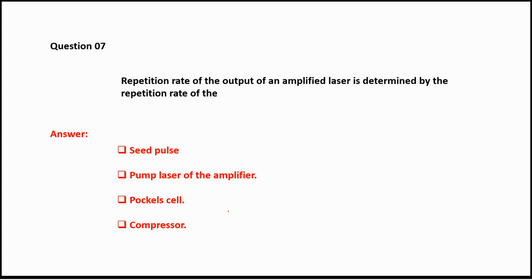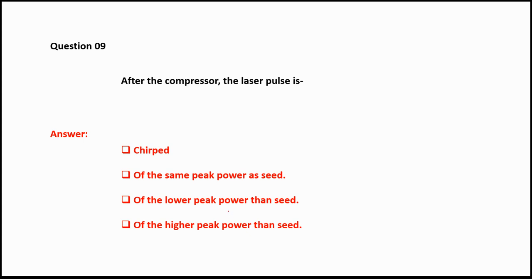Question number 7 says: the repetition rate of the output of an amplified laser is determined by the repetition rate of the: first option, seed pulse; second, pump laser of the amplifier; third option, focal cell; and the fourth option, compressor. Okay.